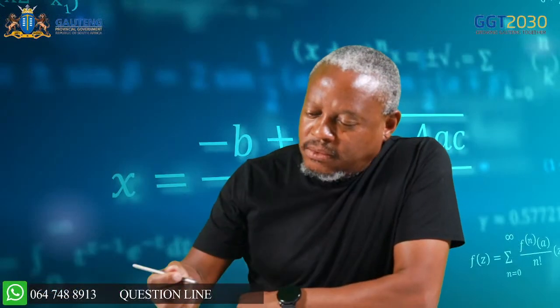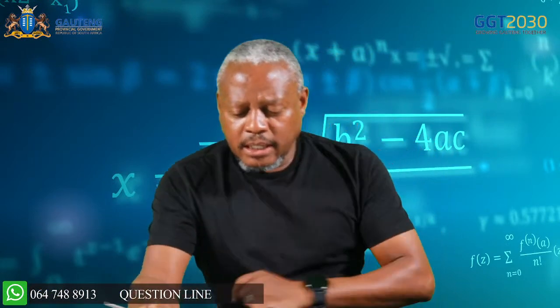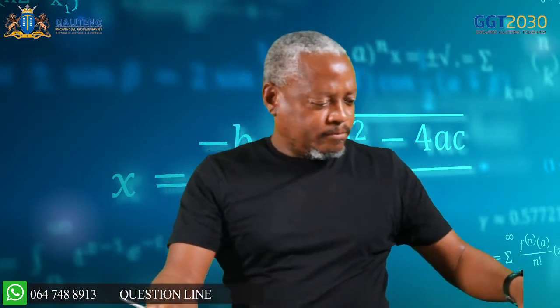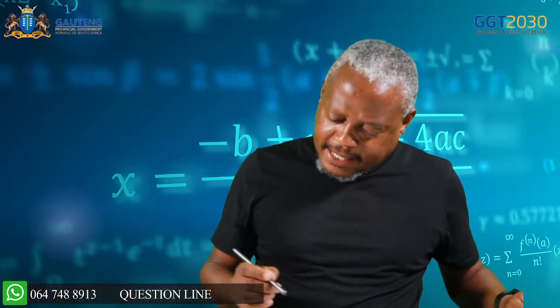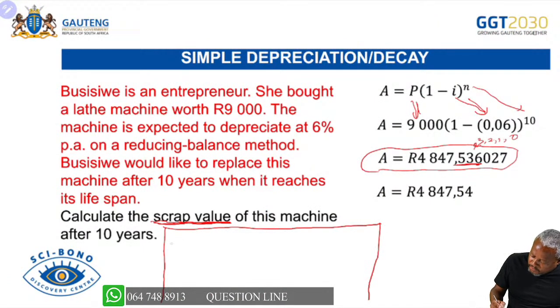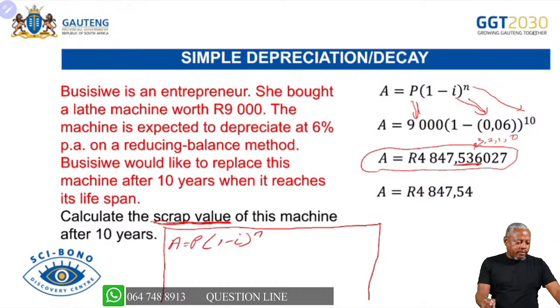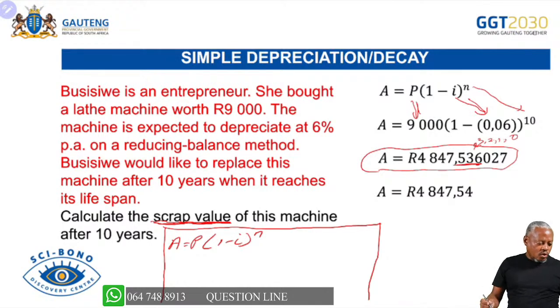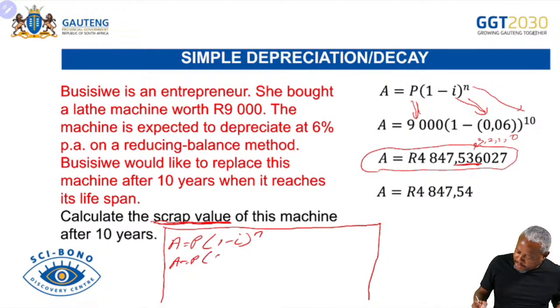All I need to do now, let us check this one. The most important thing here, let me just try to summarize this. With the formula here, which is A equals P(1 minus i)^n. And then you also have the formula A equals P(1 minus in).